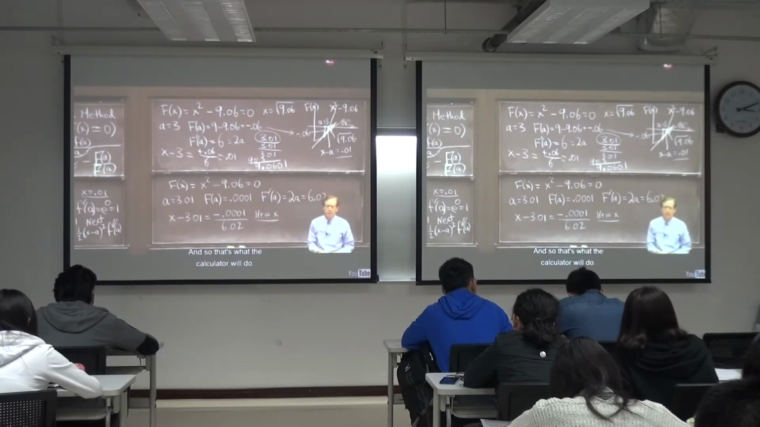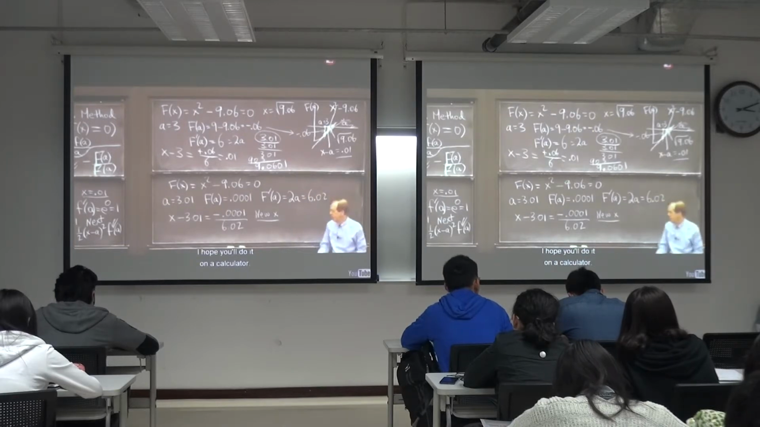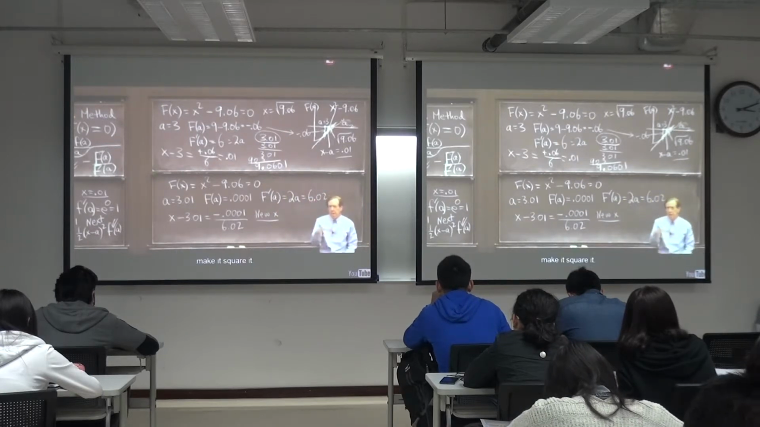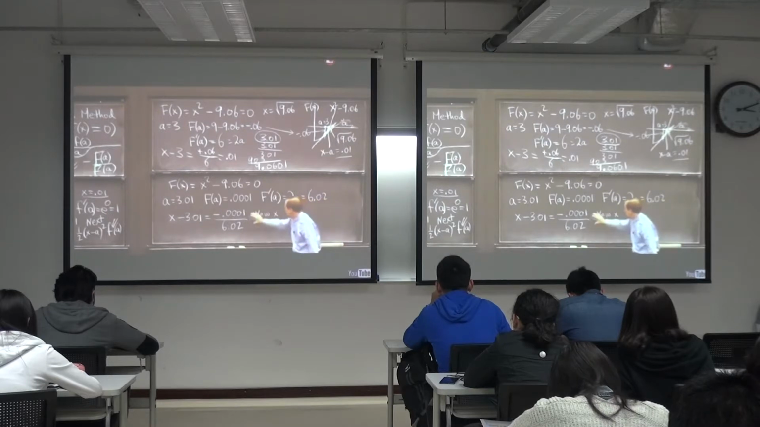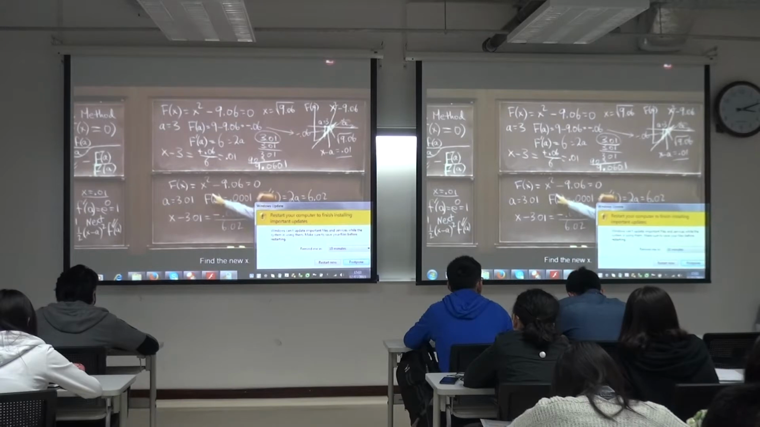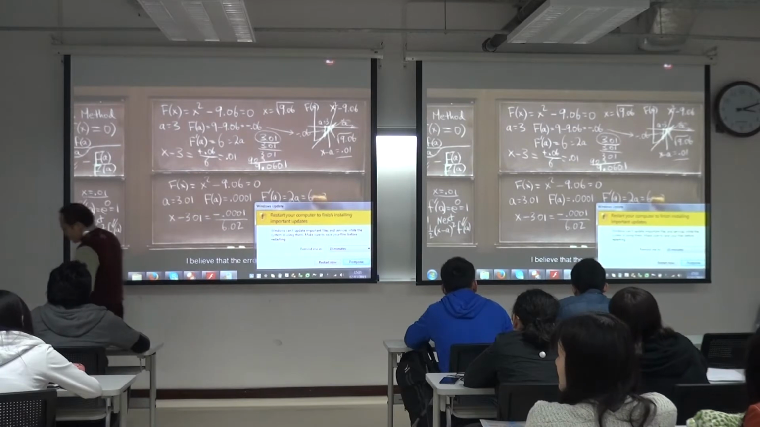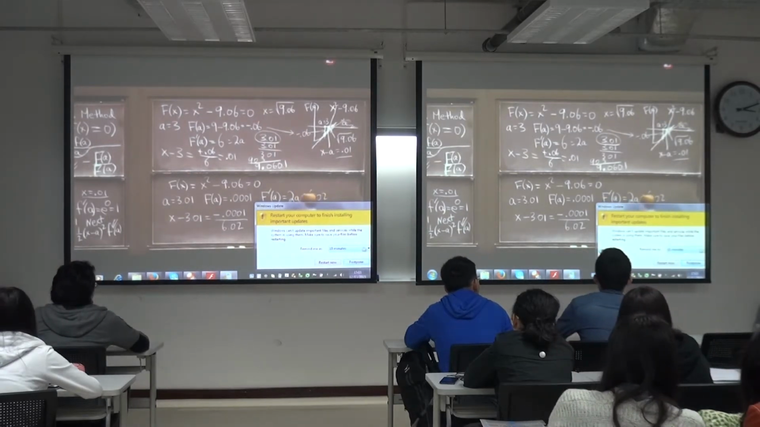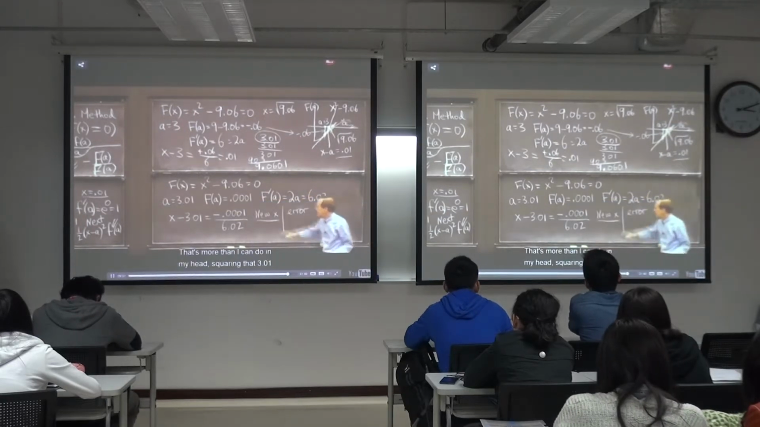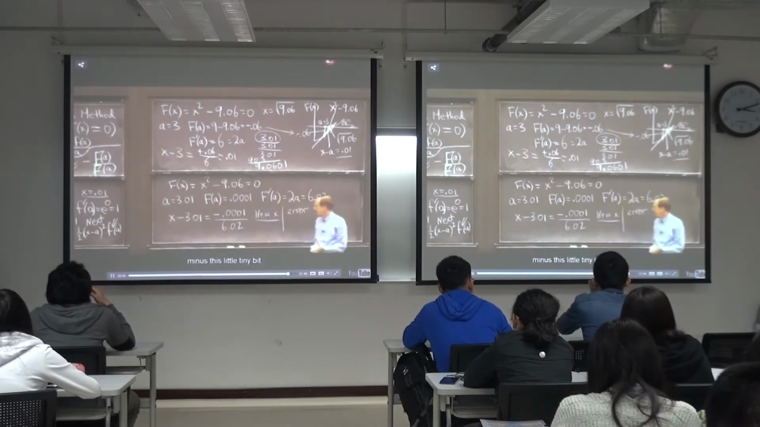And so that's what the calculator will do. I hope you'll do it on the calculator. Just make the calculator take that quantity, then make it square it. So this new x, let's then just go through this. Find the new x, square it, subtract 9.06. Let's see how close it is. I believe that the error, I don't know what it is. That's more than I can do in my head, squaring that 3.01 minus this little tiny bit.